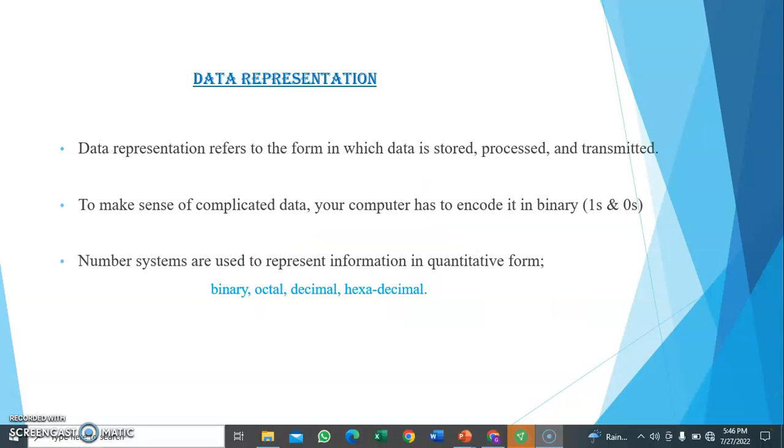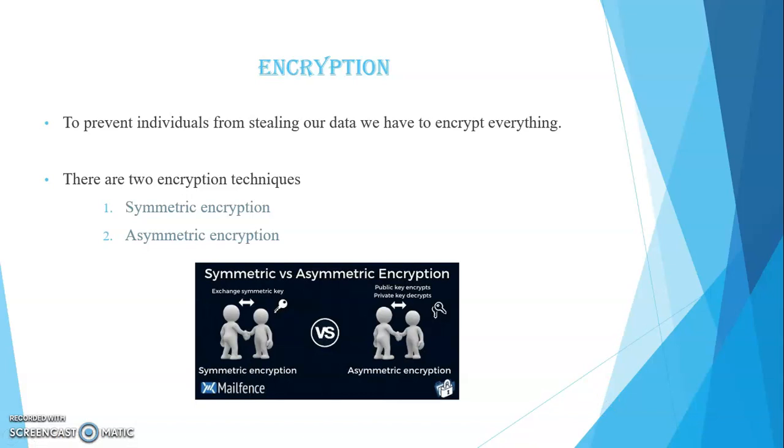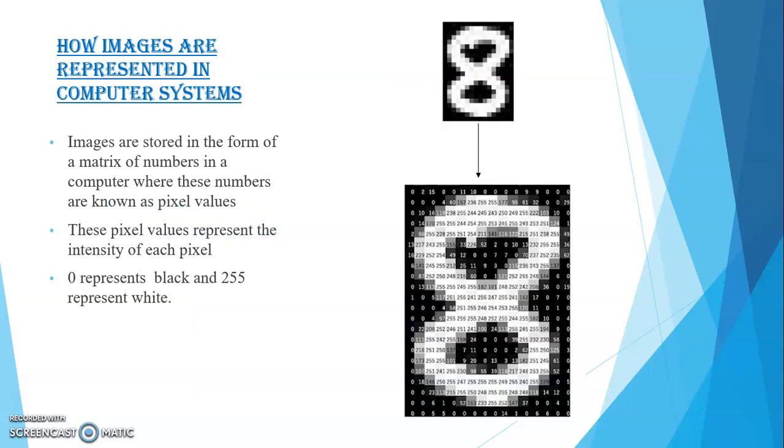As seen in the screen, data representation is the form in which data is stored, processed, and transmitted. To make sense of complicated data, the computer uses binary. The next topic, encryption, prevents individuals from hacking data, and as it makes the data meaningless, even if someone hacks the data, it will not make any sense.